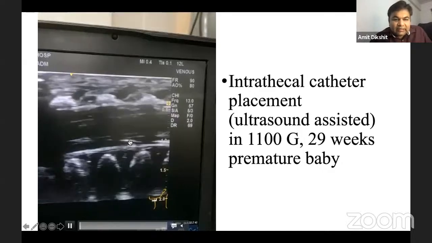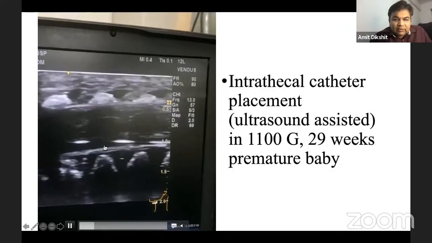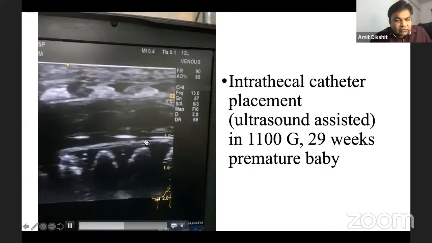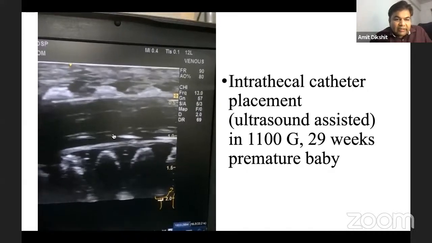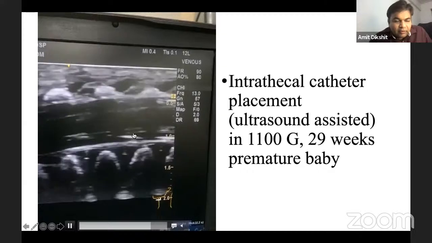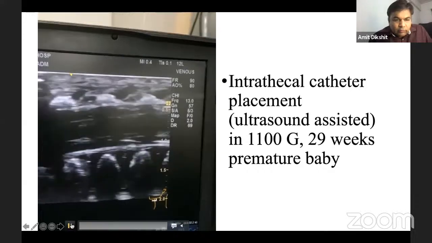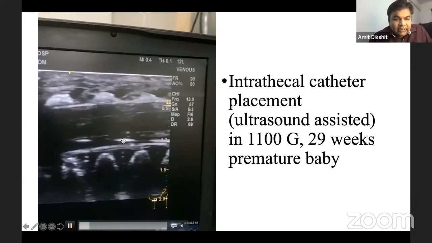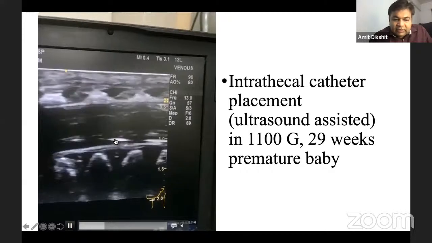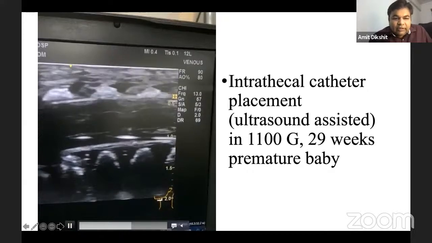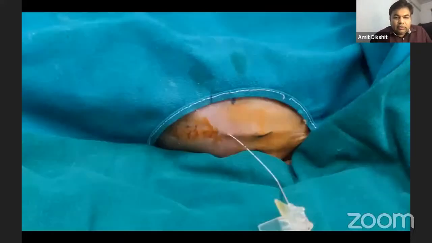This was an intrathecal placement of a catheter for a 29 week child, 1100 gram, so just around 1 kg, and we placed this on request of our pediatrician. This patient had a brain infection, and the catheter was placed for almost 21 days, and every day antibiotic was administered. Every third day, the CSF culture was done. This was during the COVID times, and the catheter we used is a 29 gauge Pajunk, because of lockdown, whatever was available.